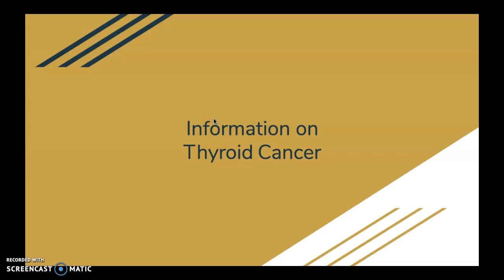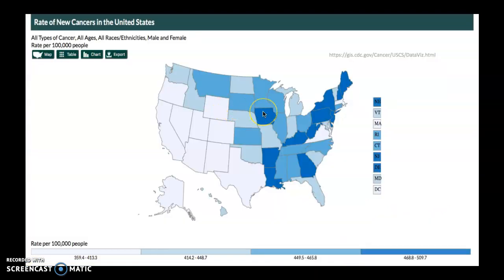So I got a little bit of information on thyroid cancer. This picture here is just an image of the rate of new cancers in the United States. As you can see, in the state of New York, there's about 468 to 509 people per 100,000 that have a new case of cancer each year. In our state of Minnesota, that number is a little less. You get about 449 to 465 per 100,000 people that have a new case of cancer. And then in the southwest corner, that's where new cases of cancer are the least common, and that number is 359 to 413 per 100,000 people.